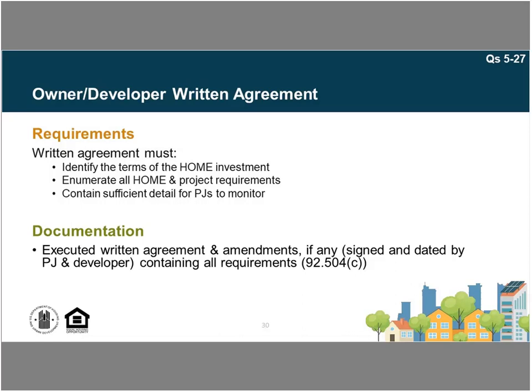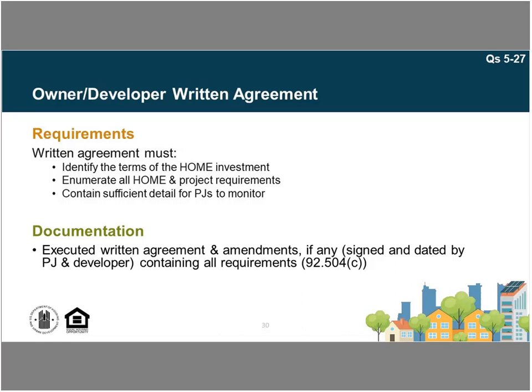So what we're talking about here is a written agreement that must meet the requirements of 92.504(c)(3). It has to identify all the terms of the HOME investment and all the HOME and project requirements that apply to the project, with sufficient detail for PJs to monitor the requirements as they are being implemented by the developer. Obviously, the documentation here is the written agreement and any amendments. You want to make sure it's in the file, signed and dated by all the parties, the PJ and the developer, and contains all the requirements that we've discussed.